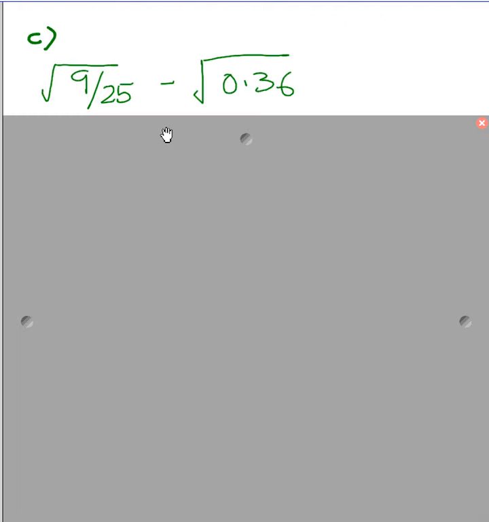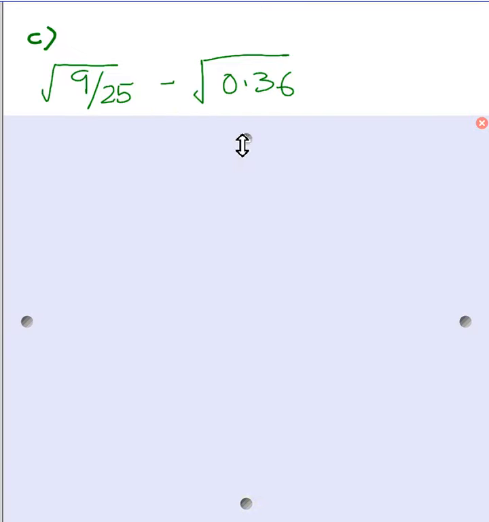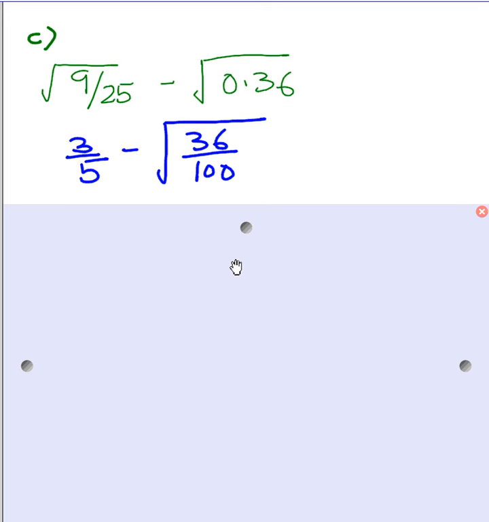These questions I've taken from past paper. Now for example, this is the question and I have to find the value of it. So square root of 9 is 3 and square root of 25 is 5, right? And 0.36 I'm changing into a fraction, it will be 36 upon 100. So the square root of 36 is 6 and of 100 is 10.